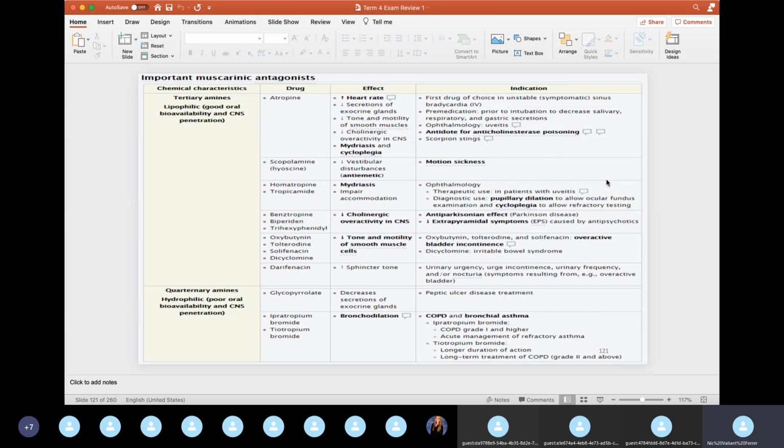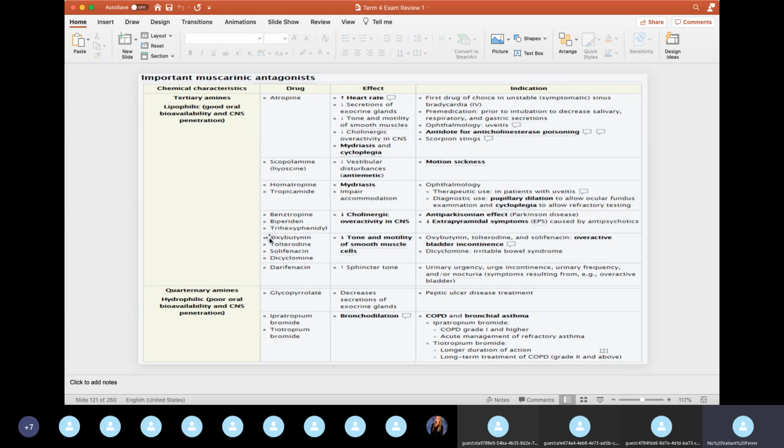Scopolamine is used for motion sickness, right? Homatropine and tropicamide are used for cycloplegia, specifically in ophthalmology, right? Remember when you use your ophthalmoscope, which you're going to learn next term, you use this drug to dilate the uvea, right? For pupillary dilation to allow examination of the fundus.